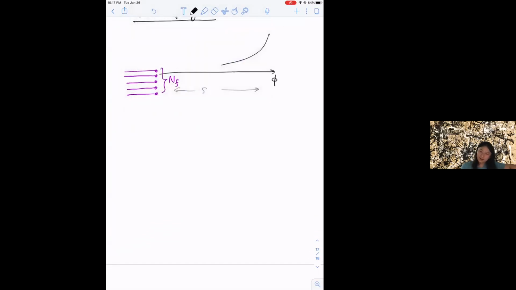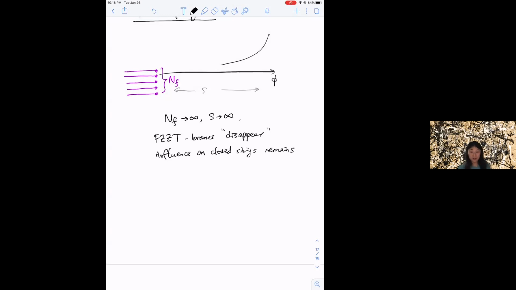So I'm going to consider the limit where NF goes to infinity and S goes to infinity at the same time, so that the FZT branes disappear, in the sense that they retreat to the weak coupling region, so there are no open strings around. But if I have enough of them to compensate for the weak coupling, then their influence on the closed strings remains. So one can imagine defining such a decoupling limit.